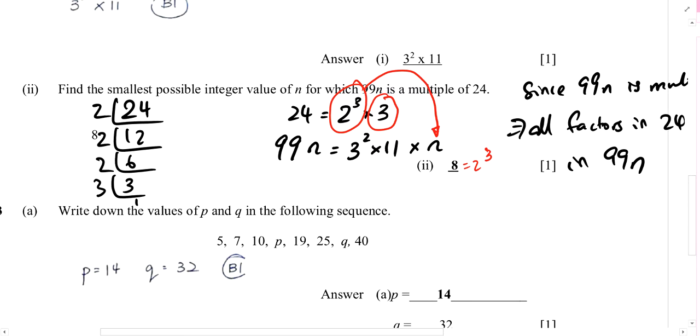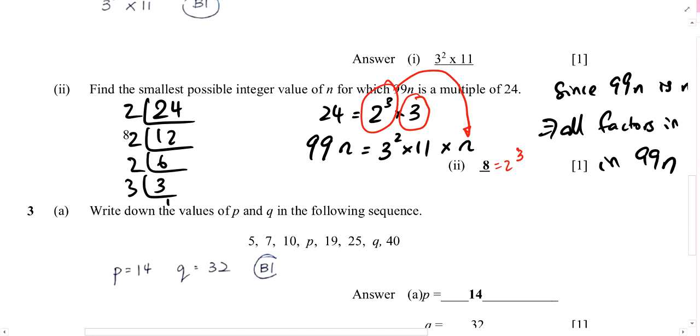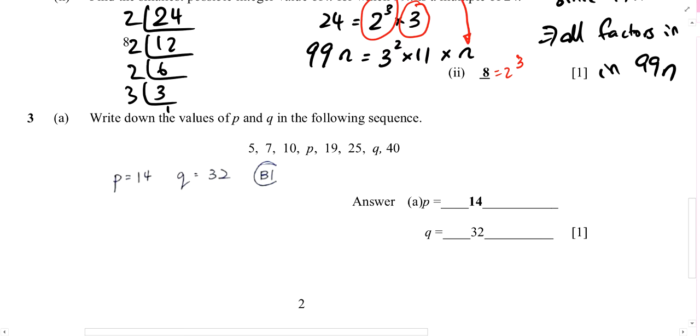Last year, so go and revise your work. Write out value P and Q in the following sequence. 14 and 32. Let me go through now. Okay, moving on.